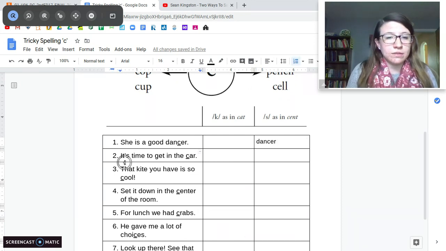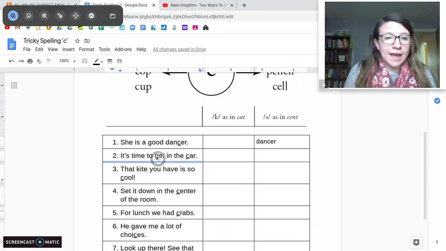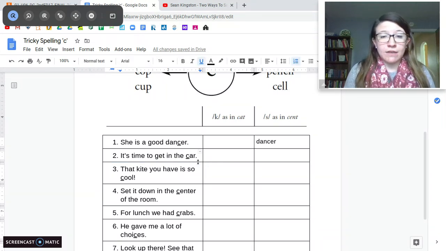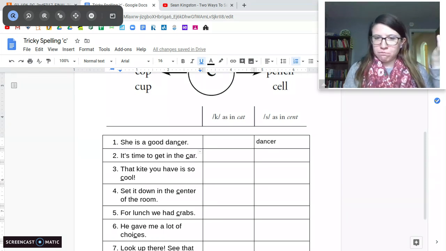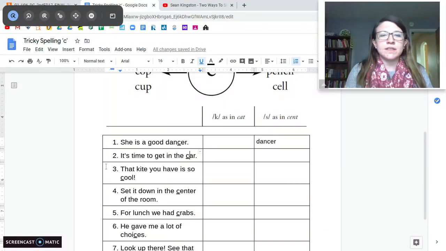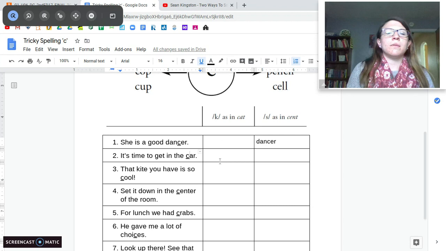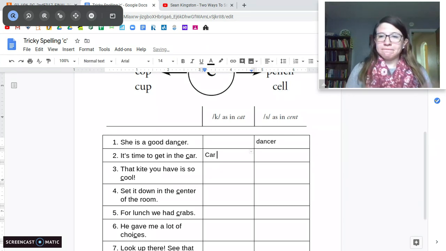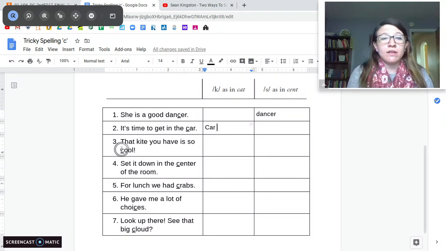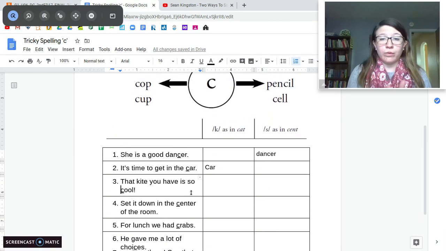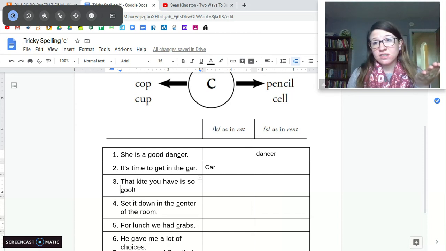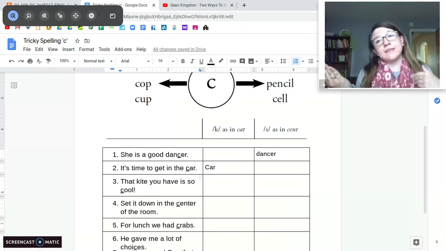We'll try it just to make sense of it. Okay, number 2, let's read this one together. It's time to get in the... All right, so I see a C. Let's try it with the K sound first. K-R. Car. Car. That's a word. Perfect. So it makes the K sound. It's time to get in the car. So I'm going to put it in this column. Easy as that. When you're putting your words in your column, only write the word that has the C in it. I put in a little underline under all of the C's. Okay, so only write the word that has the C in it. Tell me if it makes the K sound like cat or the S sound like scent.